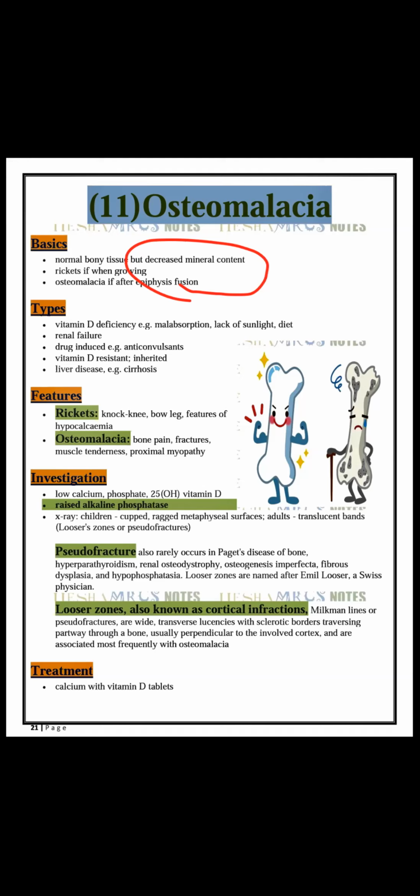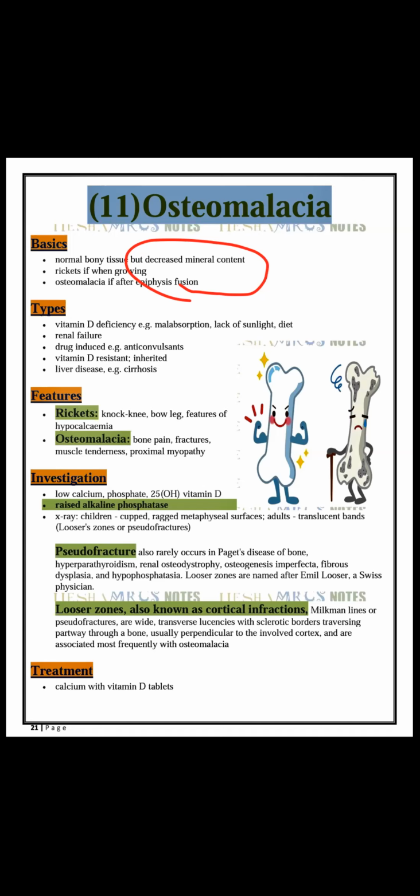Features. In rickets, you will see frontal bowing of the patient's forehead, and you will see knock knee, where your patient has a genu valgum. Valgus, his both legs are outside and his both knees are coming inward toward each other. This is rickets. What about osteomalacia?